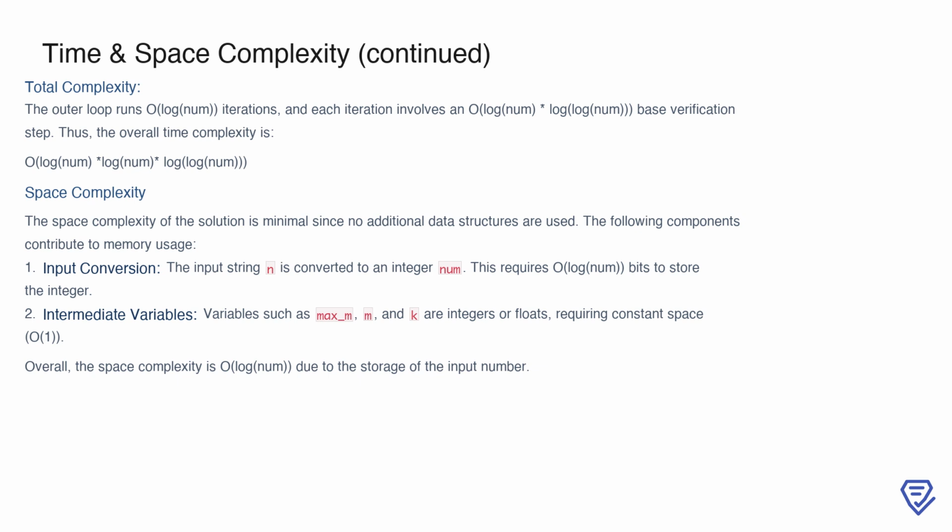Shifting to space complexity, the solution is very memory efficient because it does not rely on additional data structures. The primary contributors to memory usage are the input conversion and intermediate variables. The input string n is converted into an integer number, which requires O(log number) bits to store. Beyond that, variables like max_m, m, and k are simple integers or floating point numbers, requiring constant space, or O(1). Therefore, the overall space complexity is O(log number), which stems from storing the input number.